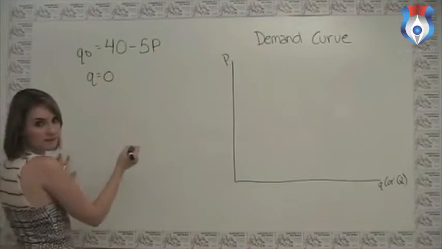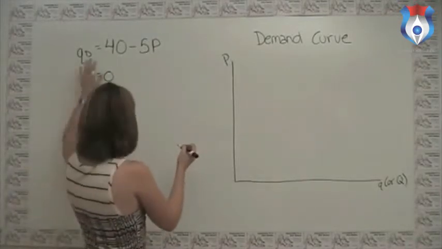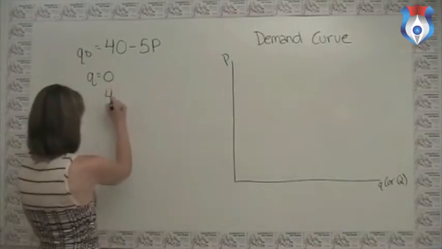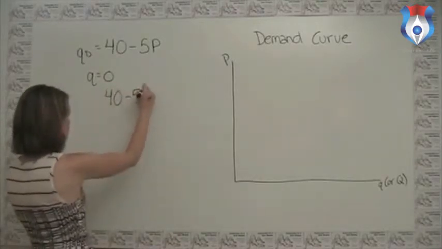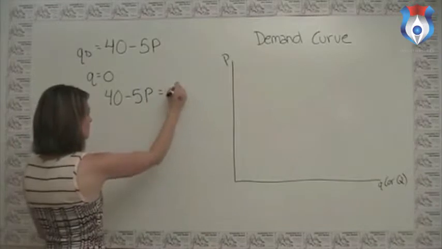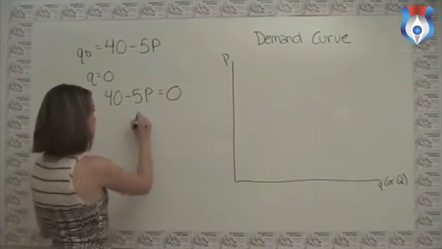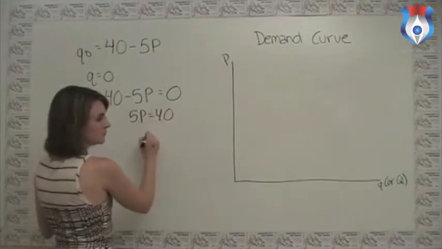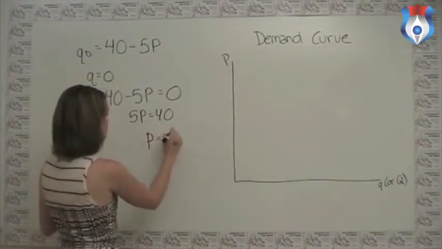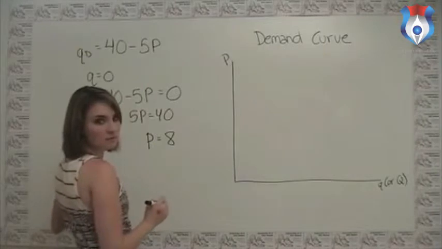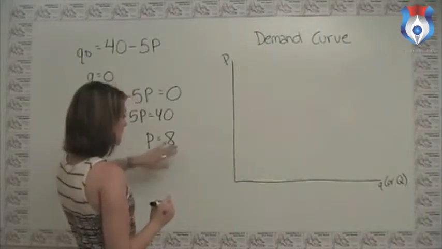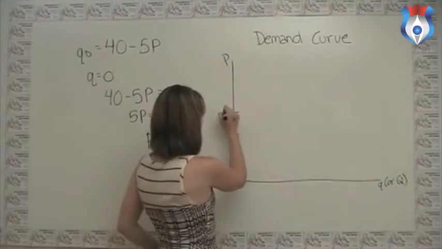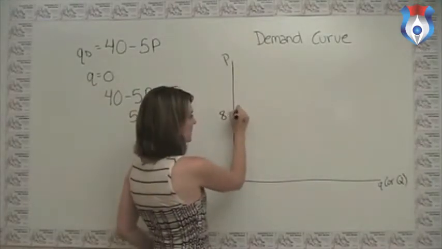Well, if quantity is 0, then we just have 40 minus 5p equals 0. Or 5p equals 40, p equals 8. So when quantity is equal to 0, p is equal to 8. And we can put a point, maybe write something like this.